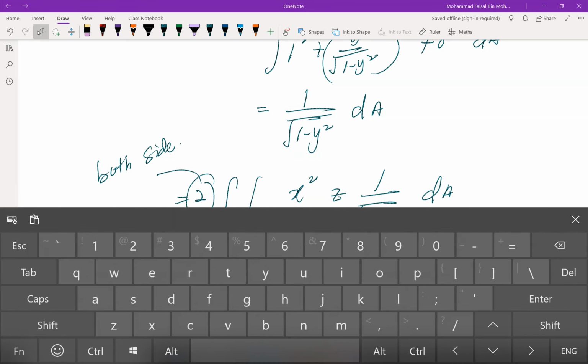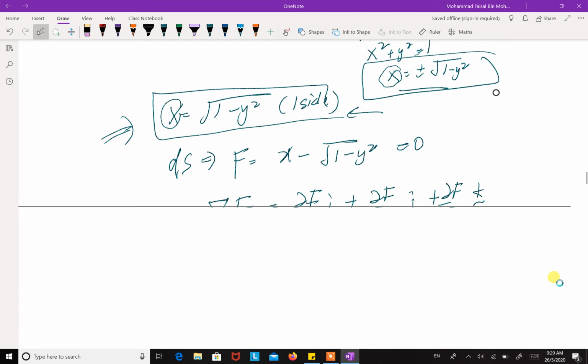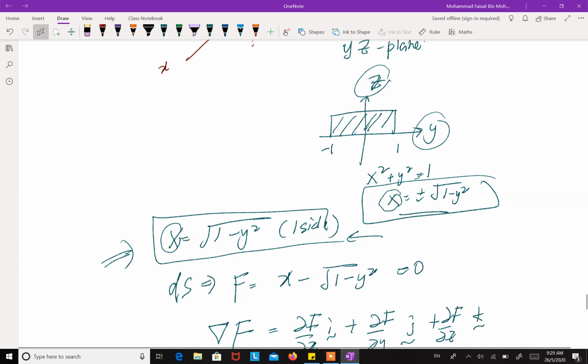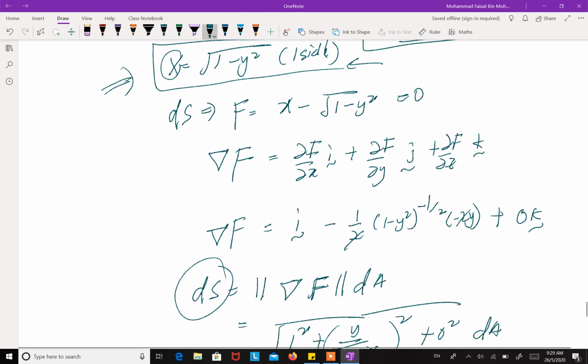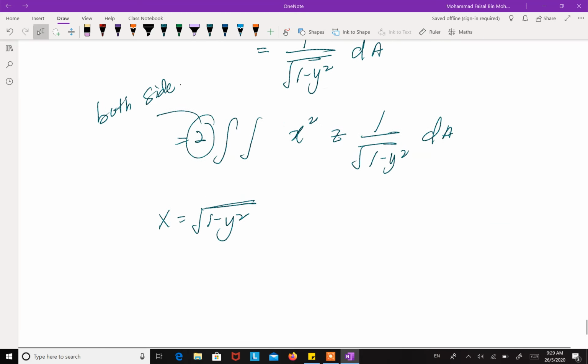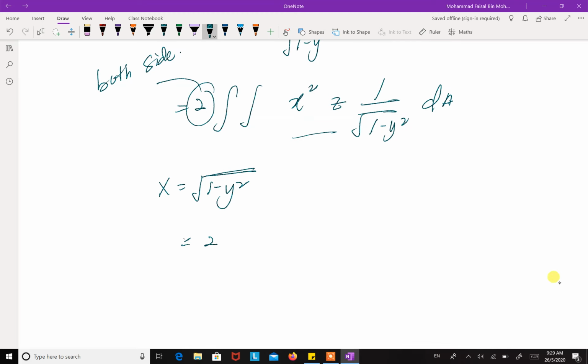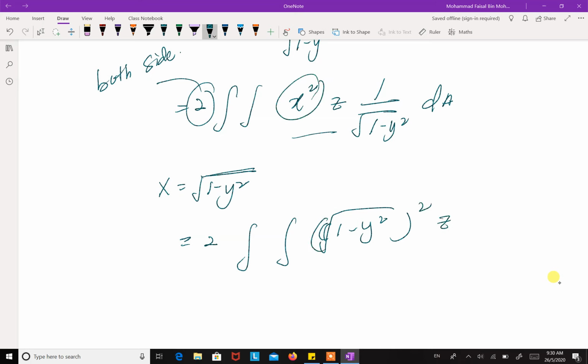Because we already chose our dS to be in the yz plane, we don't want any x there, so we eliminate the x, we substitute the x, so that the function just remains on the yz function only. So it will be 2 times 1 minus y squared, square root, and then we have squared because of this, z, 1 over square root 1 minus y squared.